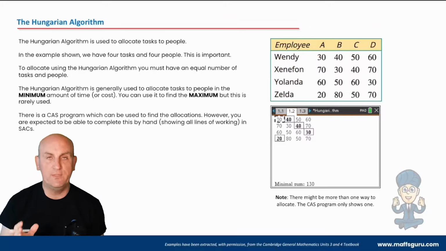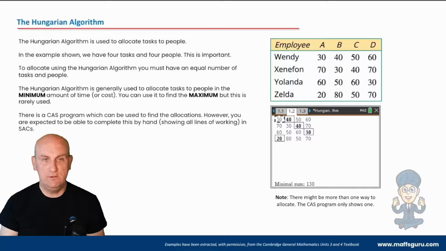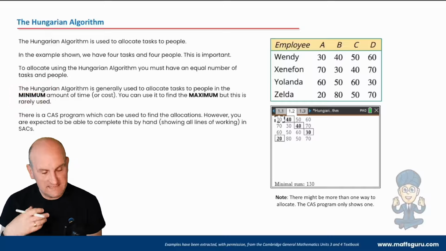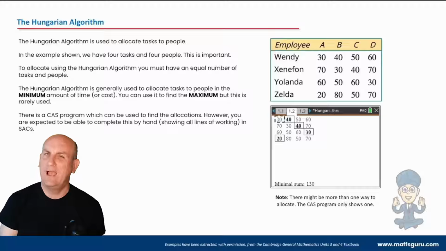Now, the Hungarian algorithm is generally used, as I say here, to find the minimum amount of time. But I get messages every single year going, can you use the Hungarian algorithm to maximize tasks? Well, of course you can. And I'm going to show you how a little bit later in this video.